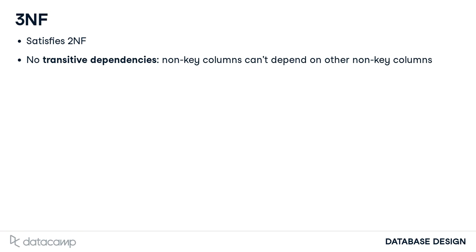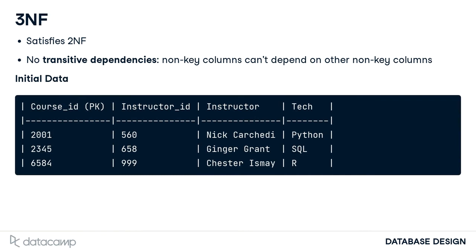On to 3NF, where, as you might have correctly guessed, 2NF must be satisfied. 3NF doesn't allow transitive dependencies. This means that non-primary key columns can't depend on other non-primary key columns. Let's take a look at an example. Course ID is the primary key, so we can ignore this column.